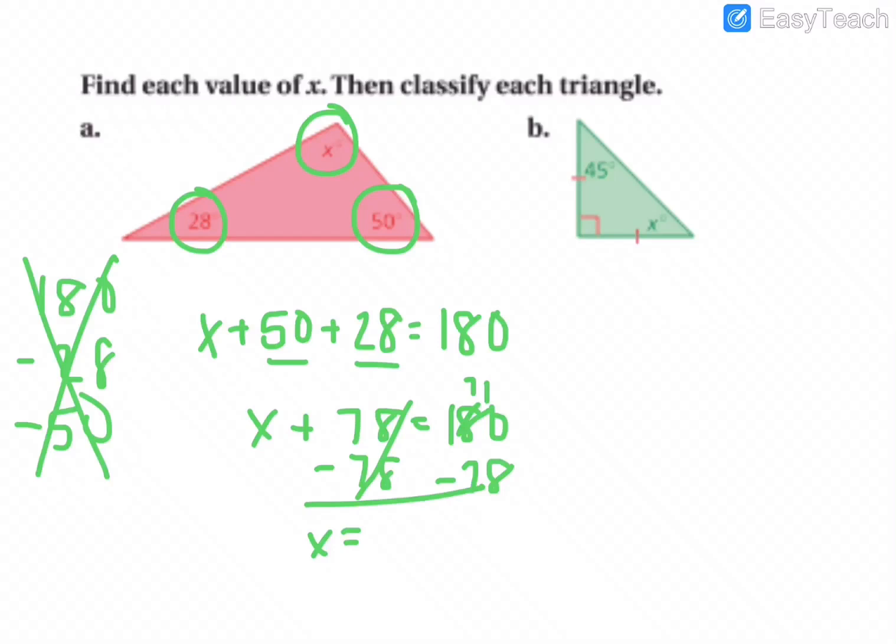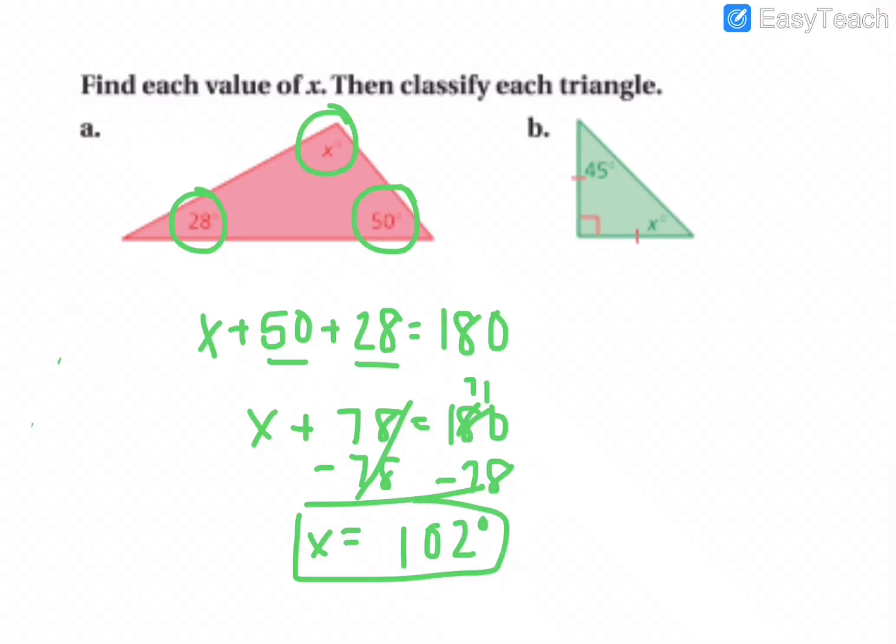So that's going to give us 152. Oops, that was a 7, not a 2. My mistake. That should be 102. So the missing angle is 102 degrees, and you can always check that by adding it back in. So just like you used to do when we were solving equations, you're plugging your answer in for X to check. So yes, you should always check.